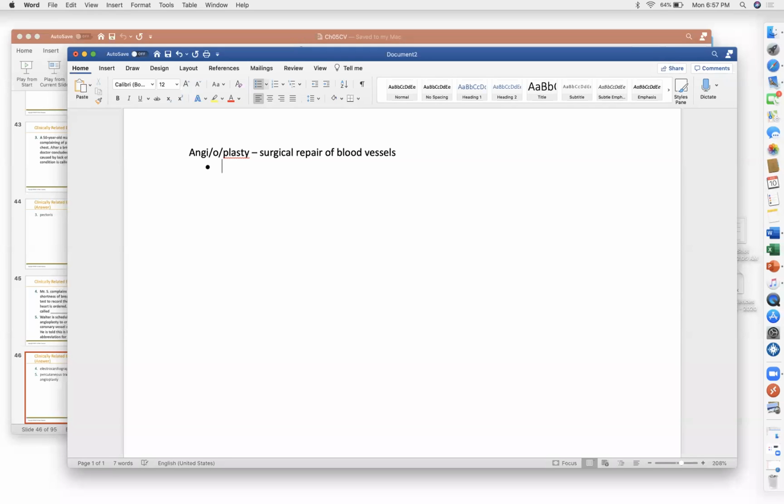So if I want to surgically repair my breasts, because maybe I had surgery due to cancer and I had to remove my breast, I would want to replace it so I can not only look but feel normal. Right? So that's what? Surgical repair of breast. Now how about a nose job? That's a rhinoplasty. Surgical repair of nose.